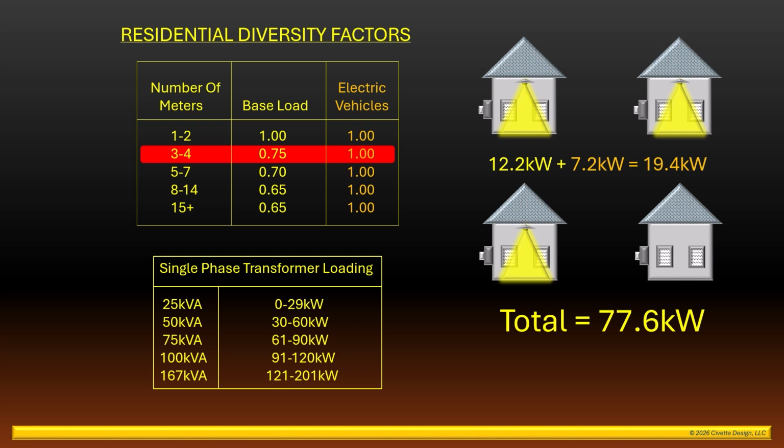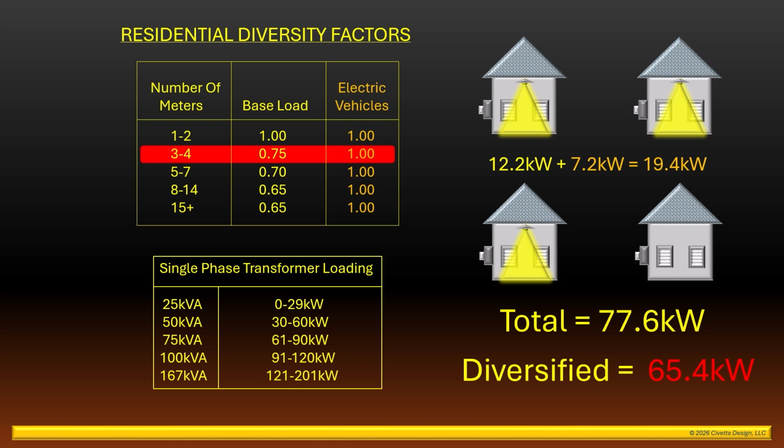You'll also notice that EV charging is not diversified. Hence, the diversity factor of 1 is shown for EV charging loads. When these diversity factors are applied to our estimated loads, we end up with a total diversified load at the transformer of 65.4 kilowatts, about 12 kilowatts less than the undiversified load.